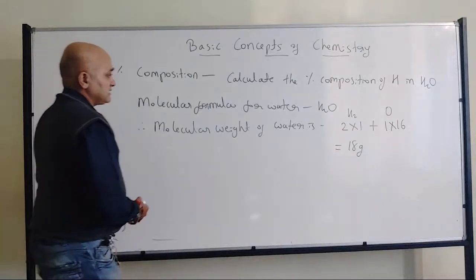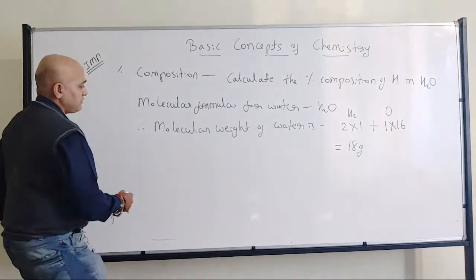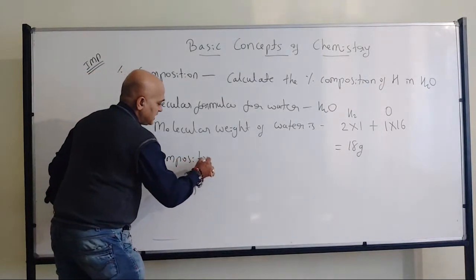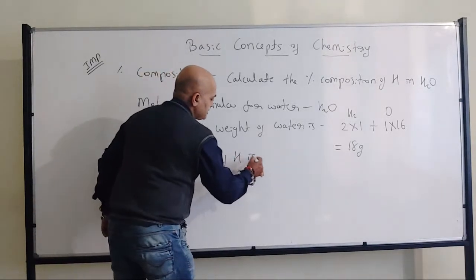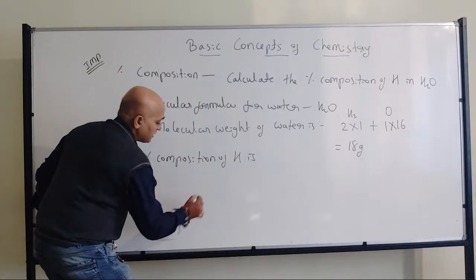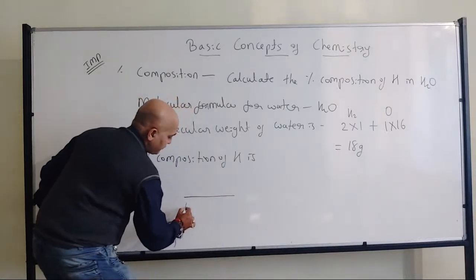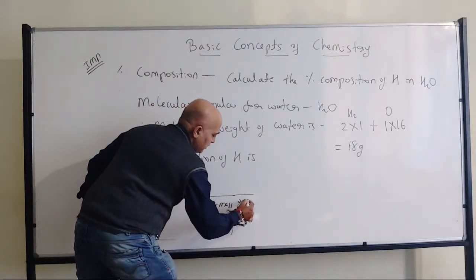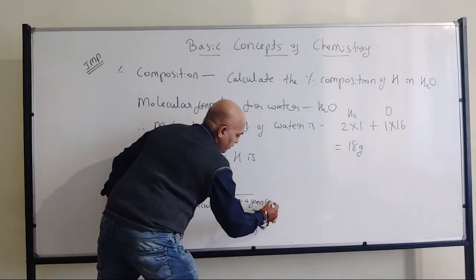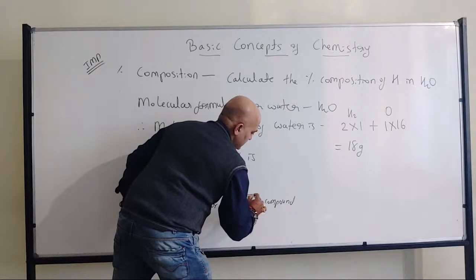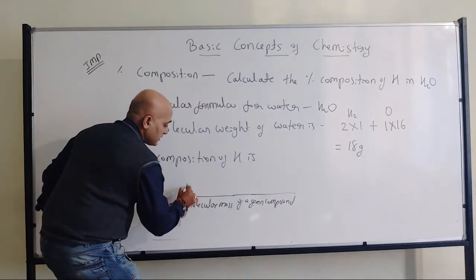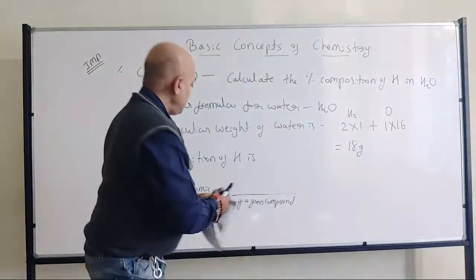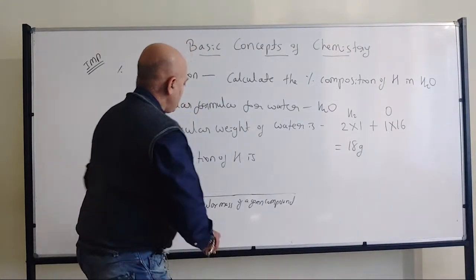So in that case, the percent composition calculation will be: percent composition of hydrogen is. So what is the molecular mass of water? Because what is that formula? The formula tells that the denominator is the molecular mass or molecular weight of the given compound, and the numerator is the weight of the given or asked element in the given compound.